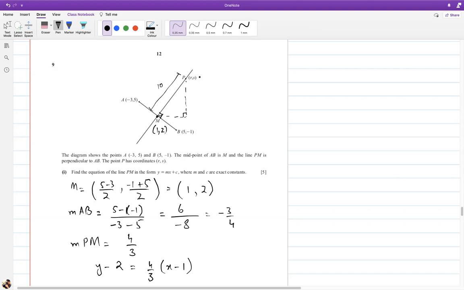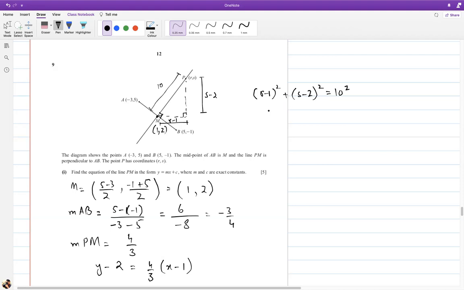This R and S, what is this length? This length is going to be S minus 2. And what is this length? This length is going to be R minus 1. So I can apply Pythagoras theorem here that, okay, (R minus 1) whole squared plus (S minus 2) whole squared is equal to 10 squared. Or in other words, I'm basically applying the distance formula.